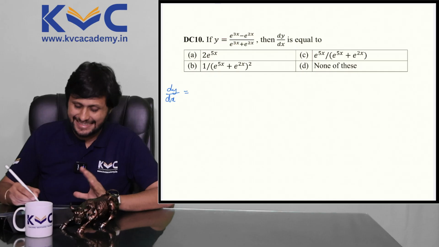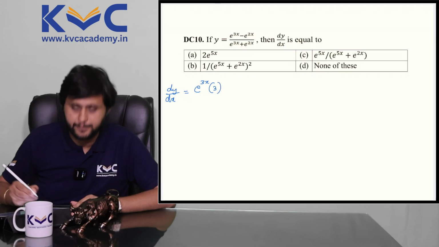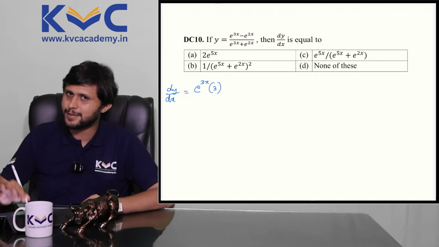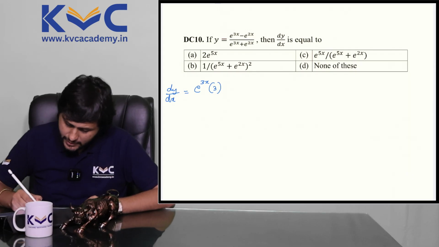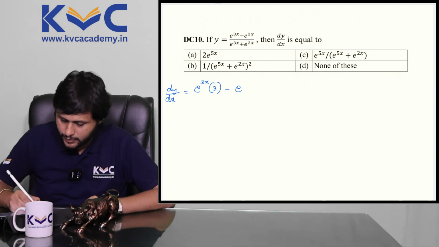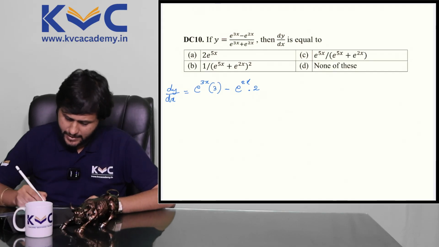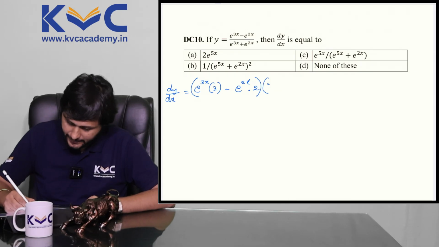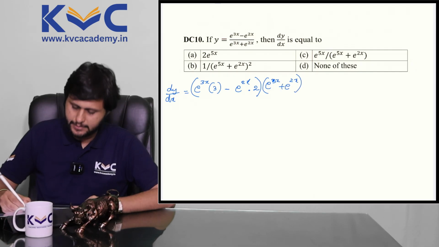Differentiation of e to the power 3x. So it becomes e to the power 3x into 3. Correct, chain rule. E to the power 3x is in the form of e to the power x. Differentiation of e to the power x is e to the power x only. But instead of x we have 3x. Then we have to differentiate 3x. Differentiation of 3x is 3. Okay. Differentiation of e to the power 2x is e to the power 2x into 2. Correct. Same logic over here also. This is differentiation of numerator. Denominator as it is, e to the power 3x plus e to the power 2x.